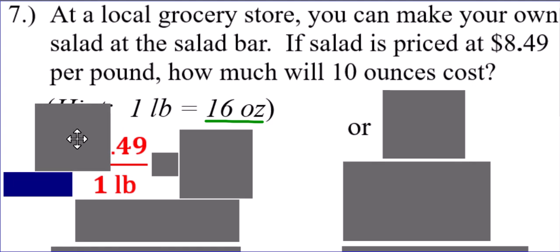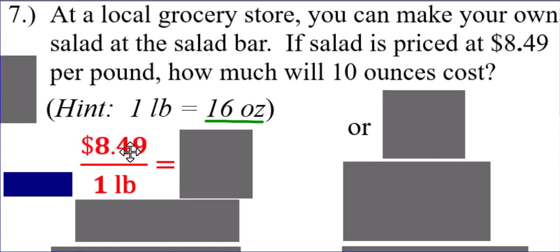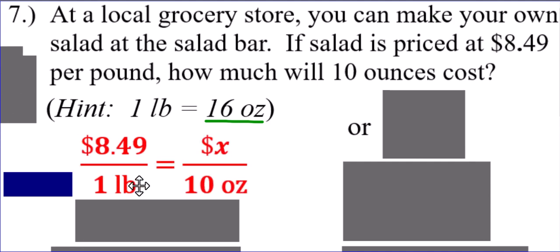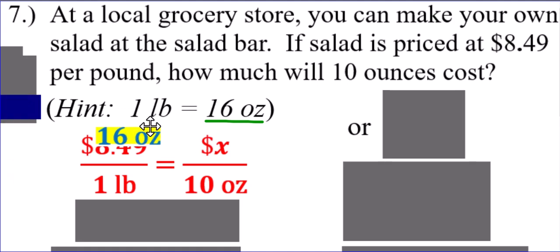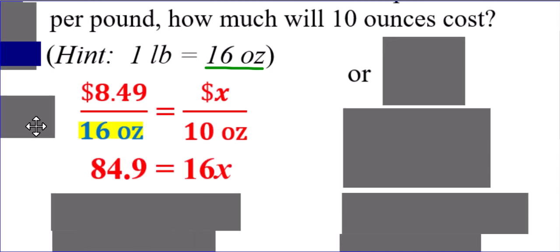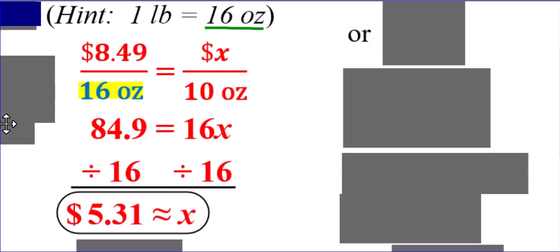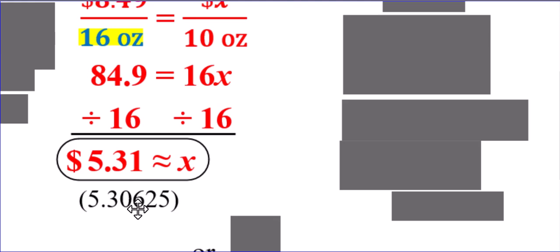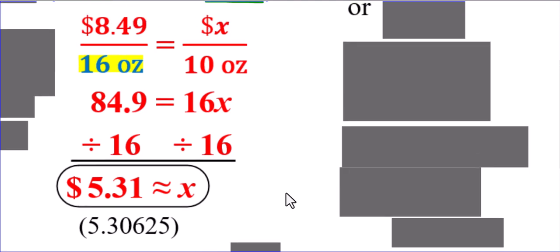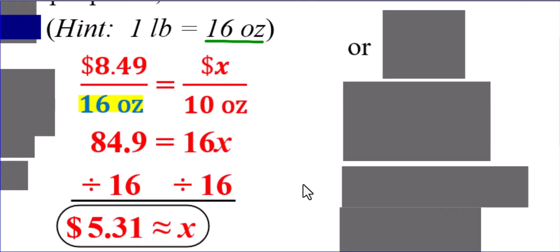Some kids will try to set up a proportion. 8.49 per pound means for 1 pound. And what would it be for 10 ounces? The only problem is pounds are not the same as ounces, but no problem. I can take the fact that 1 pound equals 16 ounces, and I can replace 1 pound, cross it out, or just erase it, replace it with 16 ounces. Cross multiply, divide, and my calculator gives me 5.3065. That is $5.31.